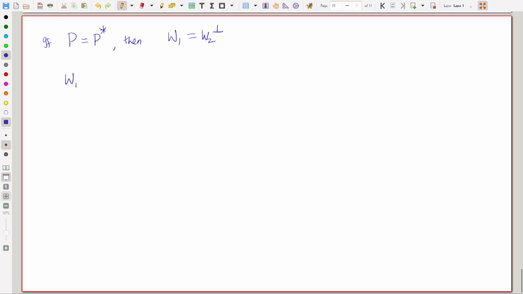What is W1? W1 was the range of P, W2 is the null space of P, right. So I have to claim that something in the range space is perpendicular to anything in the null space. I just have to show that these two spaces are perpendicular to each other. So let us take a vector in the range, let us take a vector in the null space and try to compute what is x comma y.